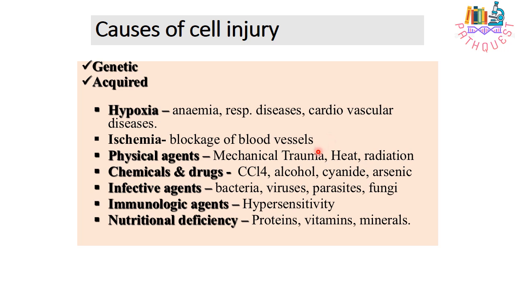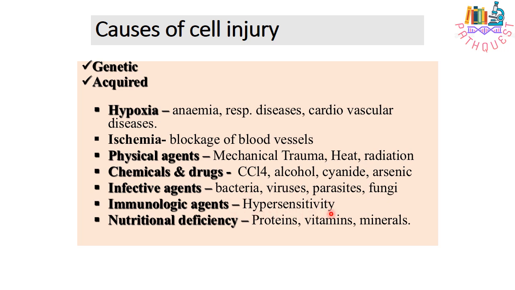Physical agents like mechanical trauma, heat, radiation can also cause damage to the cells. There are numerous chemicals and drugs which can cause damage to the tissues. Examples include carbon tetrachloride, excessive alcohol consumption, cyanide, arsenic, etc. Infective agents like bacteria, viruses, parasites, fungi will result in cell injury. Immunologic agents like hypersensitivity reactions.